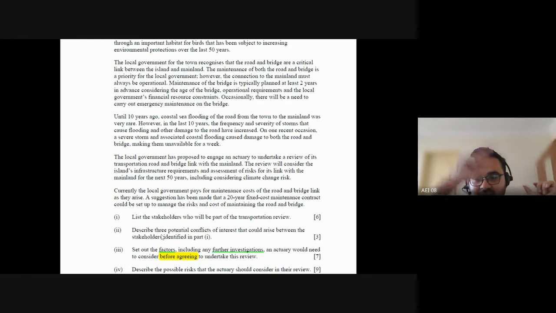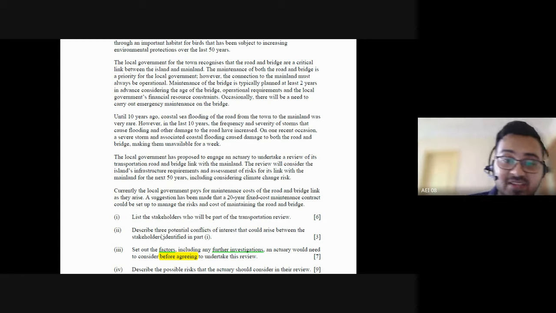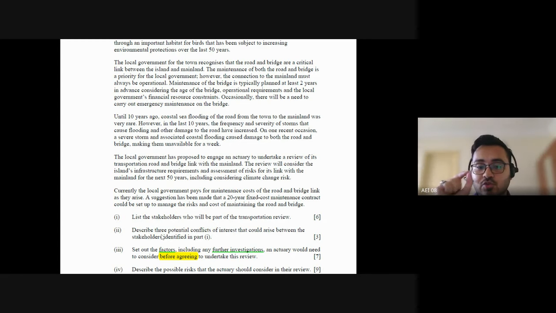Of course, by the time we're in the next few days, you'll definitely be much more accustomed to this. But the word list in itself basically means that you're only supposed to write down, okay, Mr. X, Mr. Y, something like that. You're just supposed to list it down. You're not supposed to explain. So the first word of the question is something that you have to pay very deep attention to.